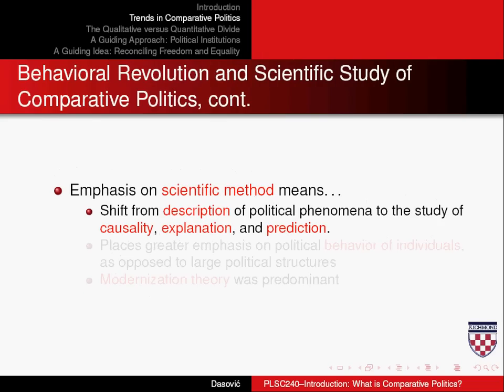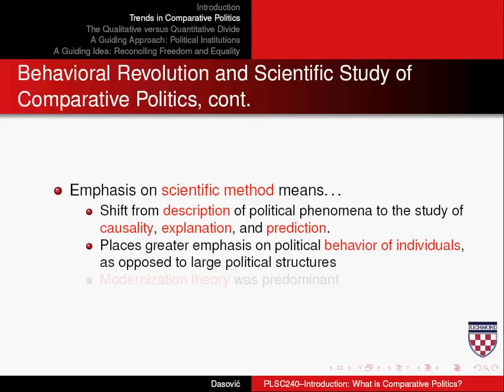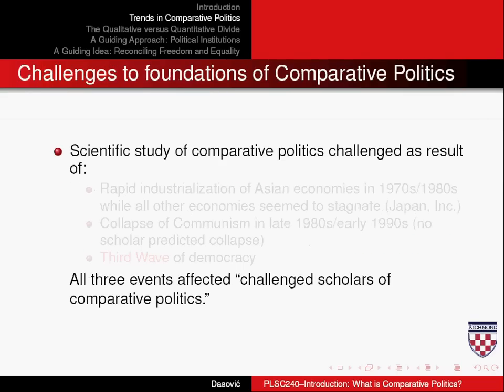Okay, so an emphasis on scientific method means a shift from description, right? Remember, description means answering the questions who, where, what, and when, to understanding or studying phenomena on the basis of causality, explanation, and prediction, which tries to answer the questions how and why. And we also place a greater emphasis on the behavior of individuals. Okay. Modernization theory, they talked about that in the text, so I won't belabor that.